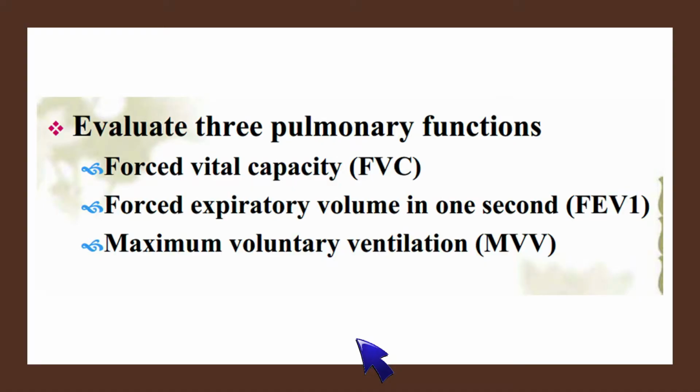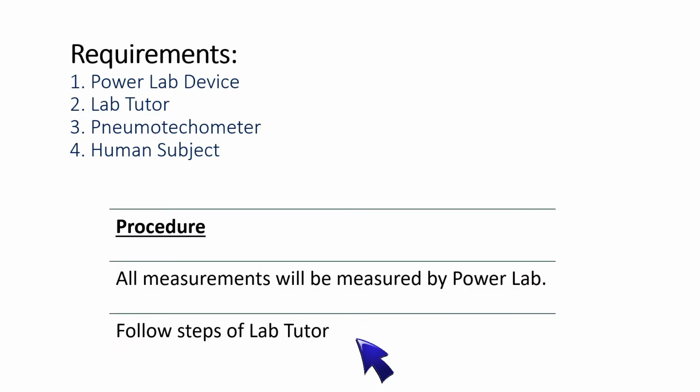So basically we have to evaluate three pulmonary functions: forced vital capacity, forced expiratory volume in 1 second, and maximum voluntary ventilation. The requirements for this experiment will be the PowerLab device, LabTutor, pneumotachometer, and a human subject. Procedure: all measurements will be performed by the PowerLab, and you have to follow these steps in the LabTutor. So I will explain how you can do the recording with the help of PowerLab.